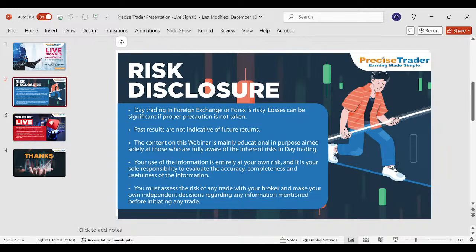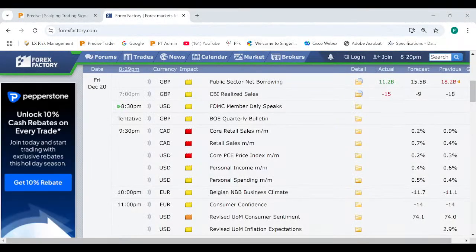So with that, I think we move on to our live analysis. The key data that is going to be out in another 30 minutes is core retail sales month on month. Previous was 0.9 and forecast is 0.2. And retail sales month on month, previous was 0.4 and forecast 0.7. And also we are getting the US core PCE price index. Previous was 0.3, market is expecting 0.2.